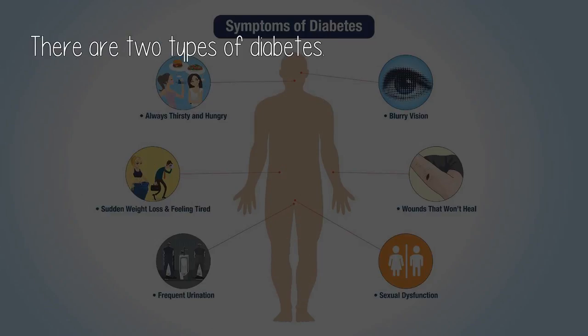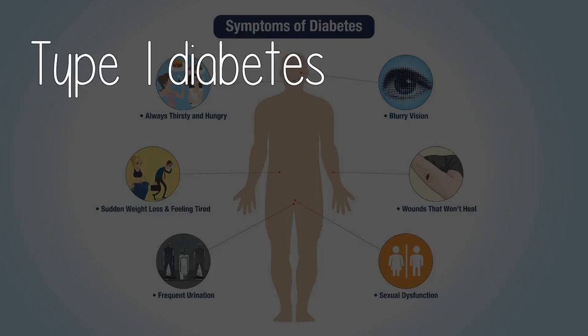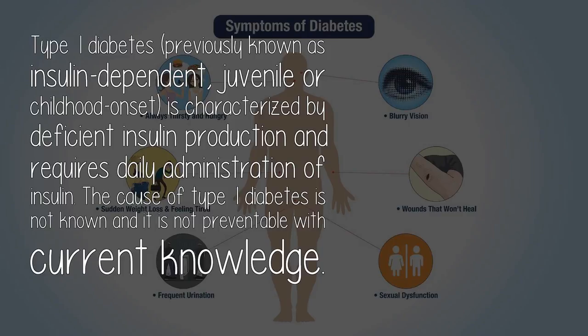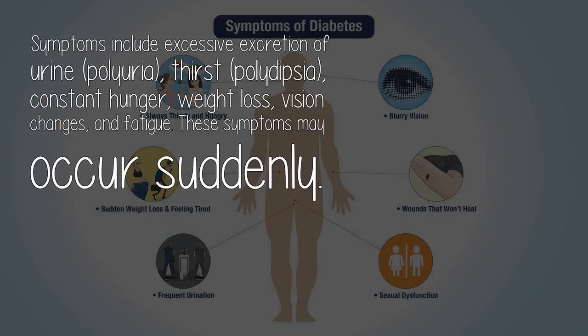There are two types of diabetes. Type 1 diabetes, previously known as insulin-dependent, juvenile or childhood onset, is characterized by deficient insulin production and requires daily administration of insulin. The cause of type 1 diabetes is not known and it is not preventable with current knowledge. Symptoms include excessive excretion of urine, polyuria, thirst, polydipsia, constant hunger, weight loss, vision changes, and fatigue. These symptoms may occur suddenly.